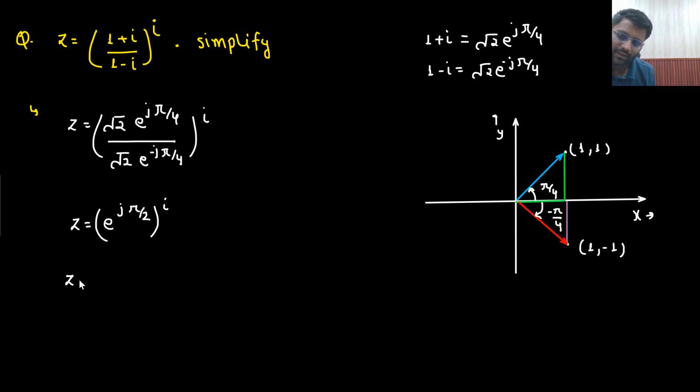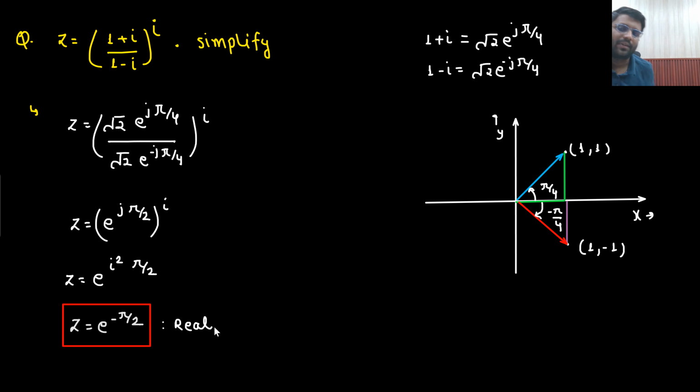Now what you are getting: e to the power iota will get multiplied, iota square, it will become pi by 2. What is the value of iota square? Iota square is nothing but minus 1. So z you are getting as e to the power minus pi by 2. Is it a real number? Absolutely. It's surely a real number.